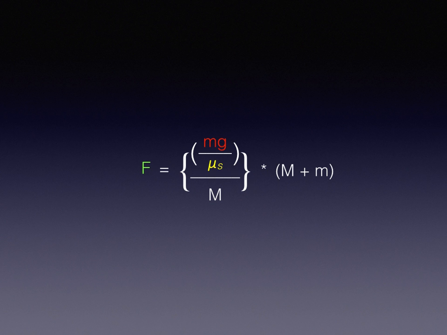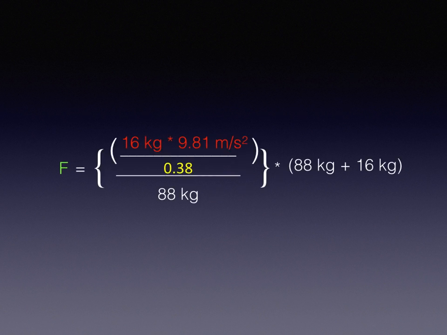All that's left to do now, I believe, is just to plug in our knowns, because we know the mass of the two blocks. We know the coefficient of static friction. All that's left to do is, as we say, plug and chug and solve for that outside applied force. What is that going to be? Well, we've got our mass of the small block times acceleration of gravity. Divide that by the coefficient of static friction. And by the way, I'm going to do that in this order. I work from the inside of the parentheses toward the outside. So I'm going to multiply the two reds and divide by the yellow. And then I'm going to divide by our 88 kilograms. And then take that whole value and multiply it by the quantity 88 plus 16.